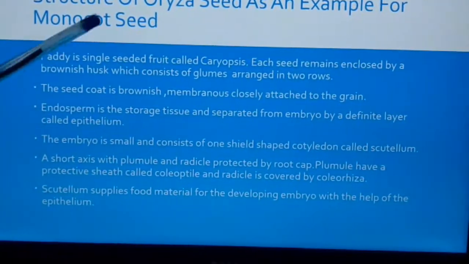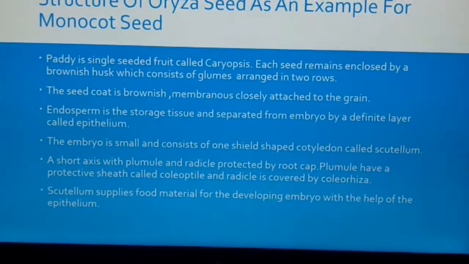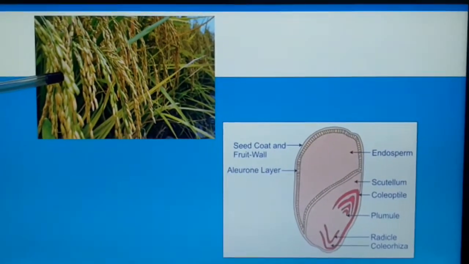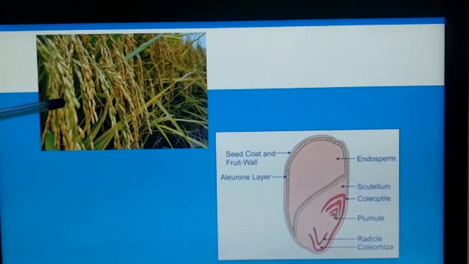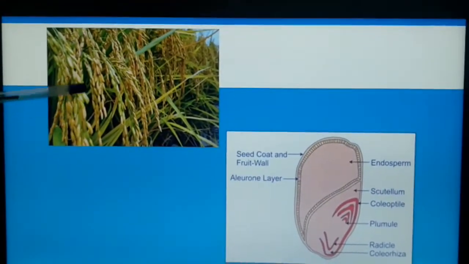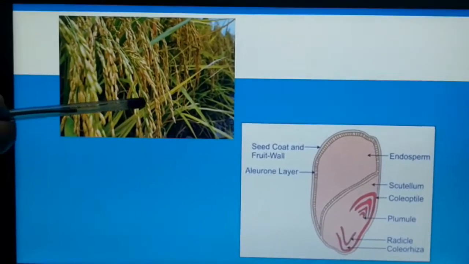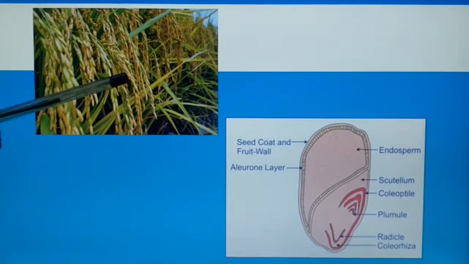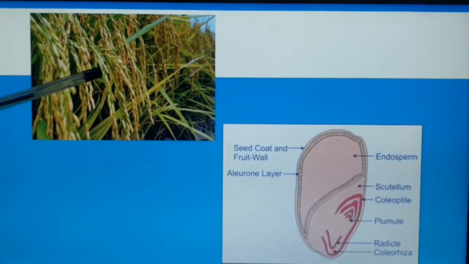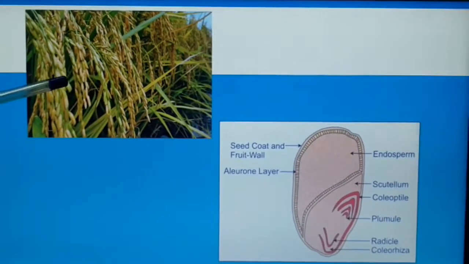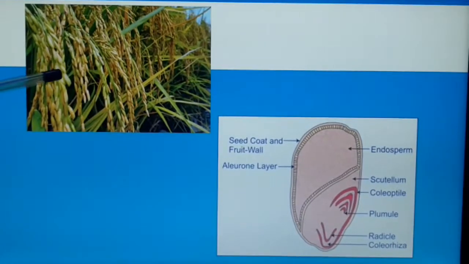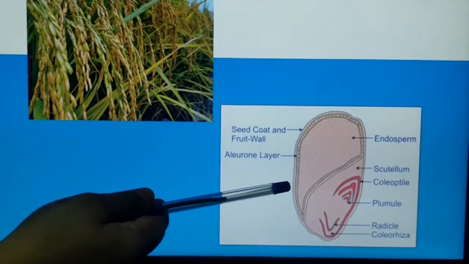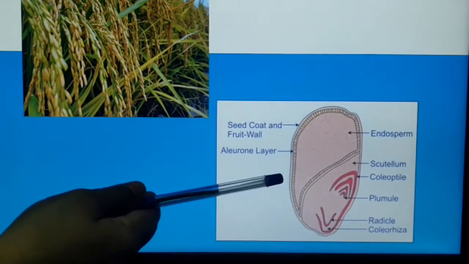Each seed remains enclosed in an outer covering. The seeds are enclosed in a brownish husk, which consists of glumes arranged in two rows. The seed coat is a brownish, membranous layer closely adhered to the grain. Here the fruit wall and the seed coat are fused with each other.